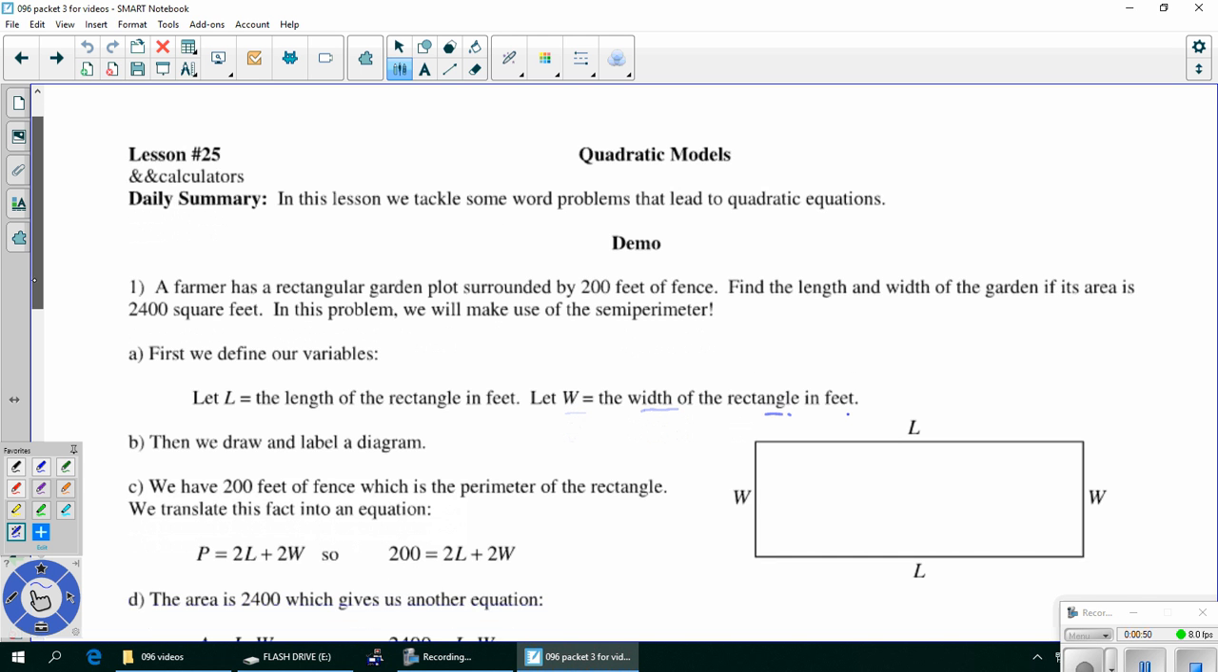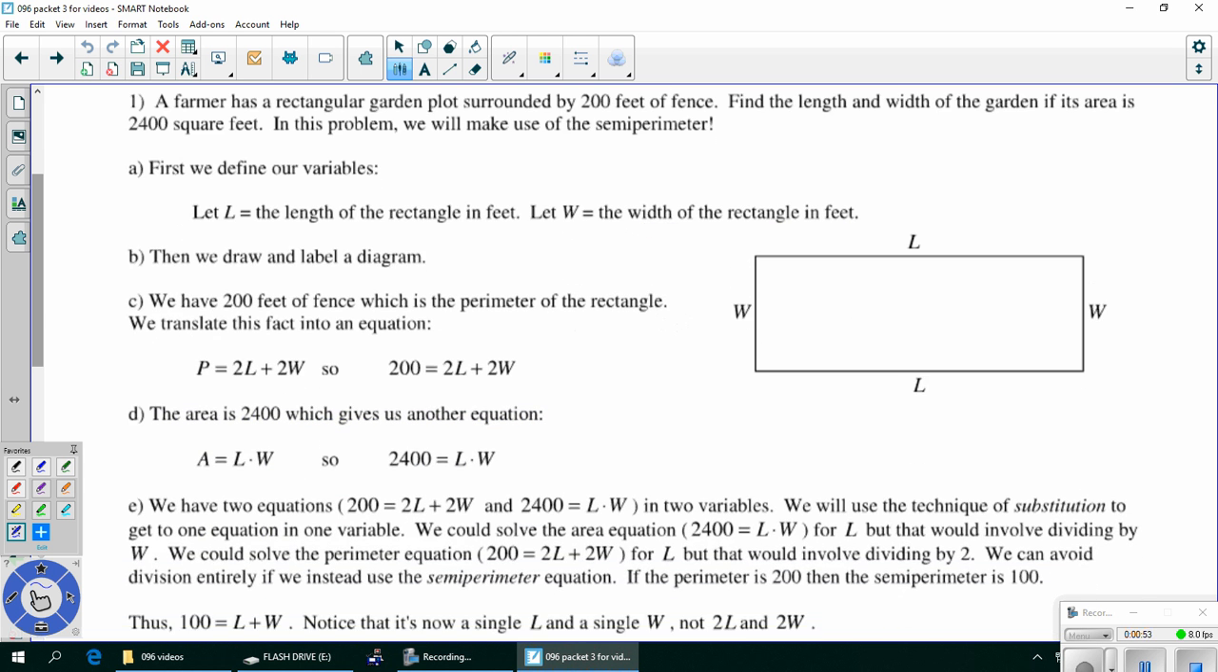Okay, so we draw a picture. There's our generic looking rectangle over there labeled with L's and W's. Now we're going to make use of the fact that the garden plot is surrounded by 200 feet of fencing. So what does that mean? It means we use 200 feet of fencing all around this rectangle. So if we add up all of the sides going all the way around the rectangle, we should get 200, using all of that available fence. So if you add L plus W plus another L plus another W, you had better get 200.